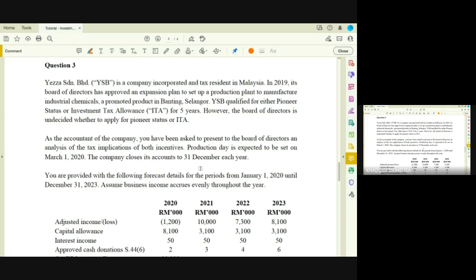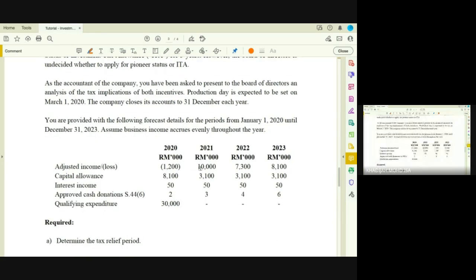Production day is expected to be on March 1st, 2020. Company closes account on 31st of December each year. You are provided with the following forecast detail for the period from January 1st. Assume business income accrues evenly throughout the year. You are given adjusted income and loss, and remember that for 2020 you have a loss of 1.2 million. Then you are given capital allowance, interest income, approved donation, and qualifying expenditure.